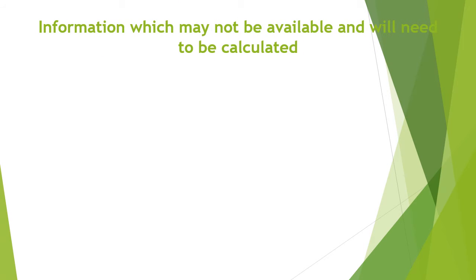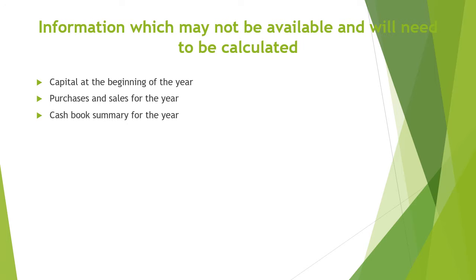Information which may not be available and will need to be calculated is capital at the beginning of the year, purchases and sales for the year, cash book summary for the year, profit or loss for the year, drawings for the year.